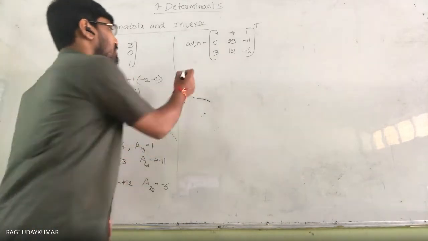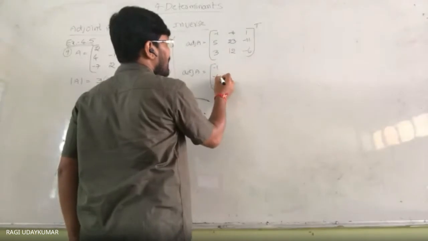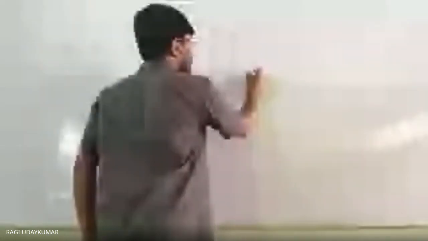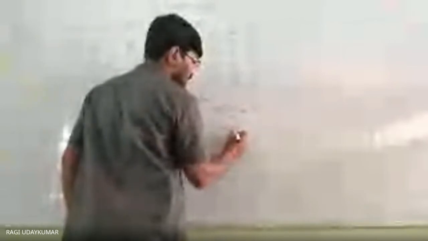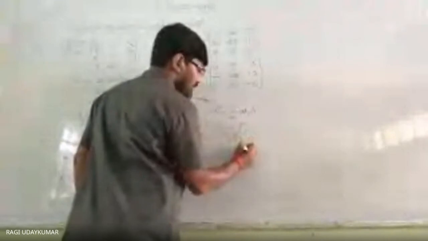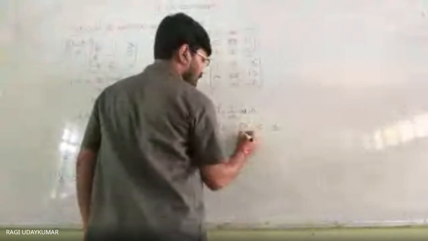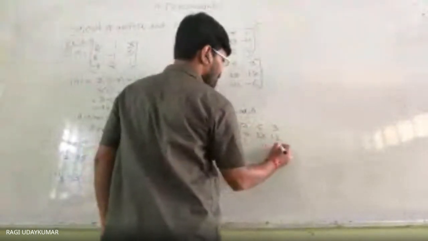So now here the adjoint of A is nothing but the transpose: minus 1, minus 4, 1, 5, 3, minus 7, 3, 12, minus 6. Now it is asking you to find A inverse. A inverse is equal to 1 by determinant of A into adjoint of A. So 1 by determinant of A is minus 3. So write minus 3 and this matrix: minus 1, 5, 3, minus 4, 23, 12, 1, minus 7, minus 6.